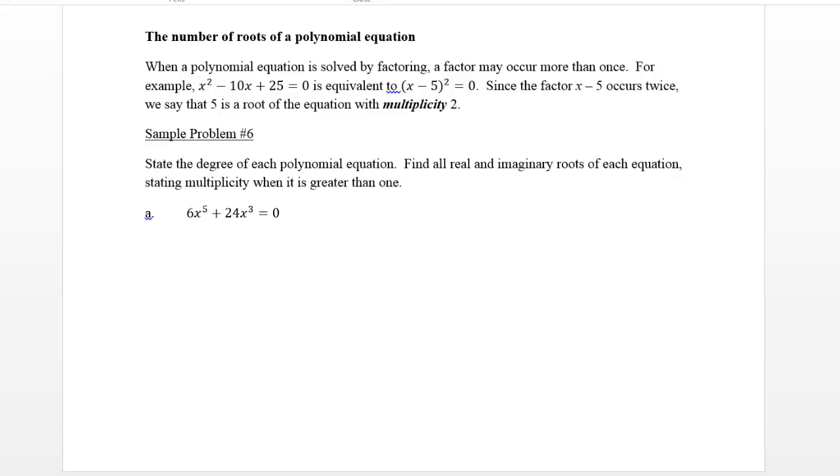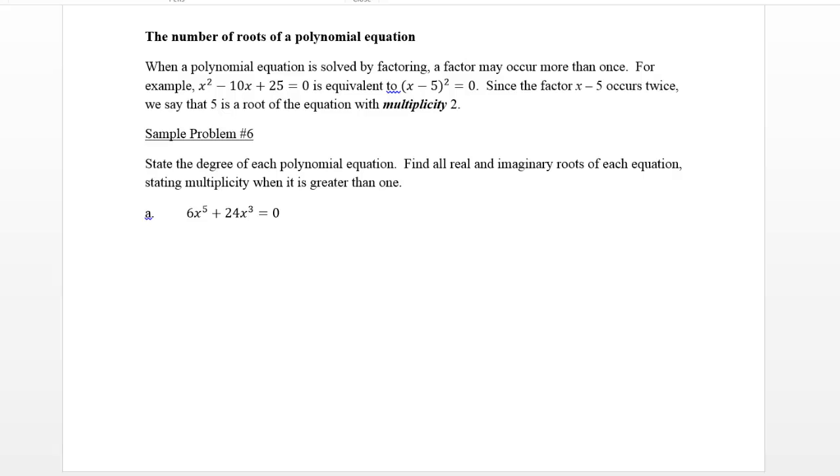We called this situation a multiplicity. So if a root happens to occur more than once, we can say that it has multiplicity. In the case of the perfect square trinomial, the x minus 5 occurs twice in the given example here, and so we can say that 5 is a root with a multiplicity of 2.